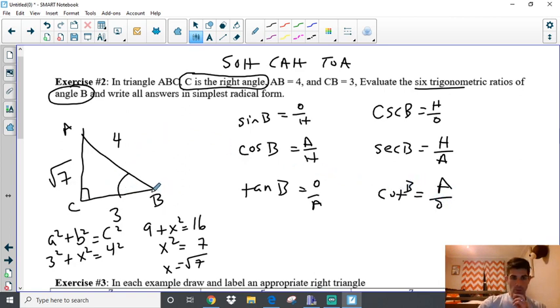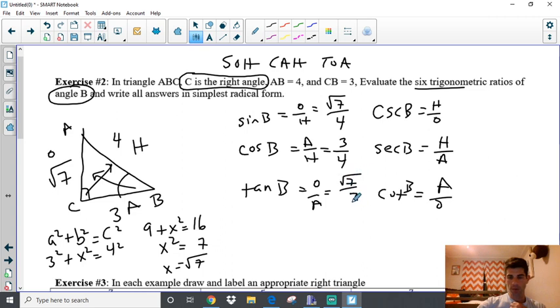So now here we go. Let's label. Opposite of the 90 is your H. Opposite of the angle that they gave you is O, and the final side is A. So I'm going to do radical 7 over 4. Here is going to be 3 over 4. And here is going to be radical 7 over 3. Flip everybody now: 4 over radical 7, 4 over 3, 3 over radical 7.